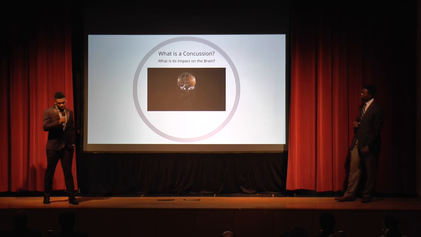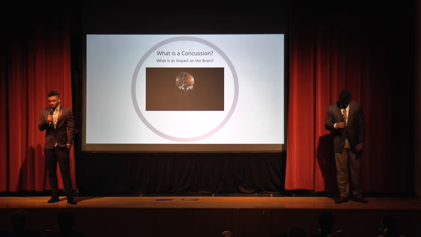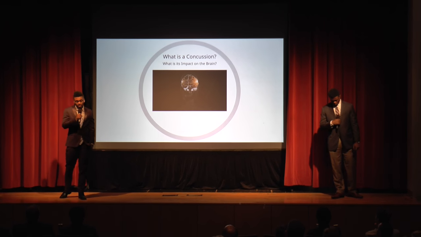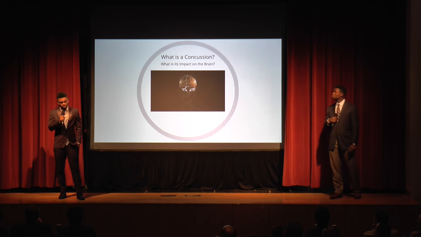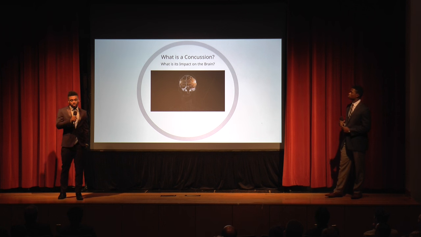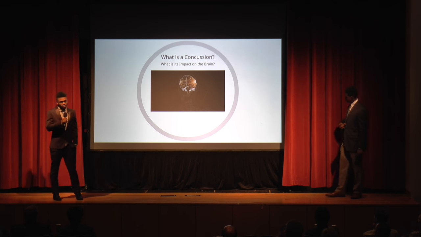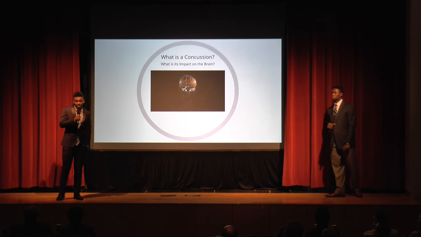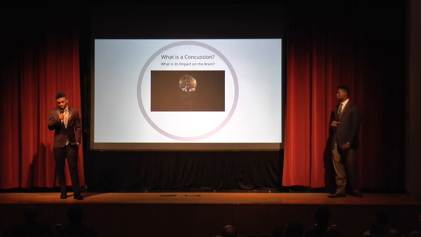What is a concussion? A concussion is a brain injury that is caused by a bump, blow, or jolt to the head. It also can be caused by a hit to the body that causes the brain to shift rapidly within the skull, such as whiplash. In this quick clip, it'll show you what exactly happens when a person is concussed.